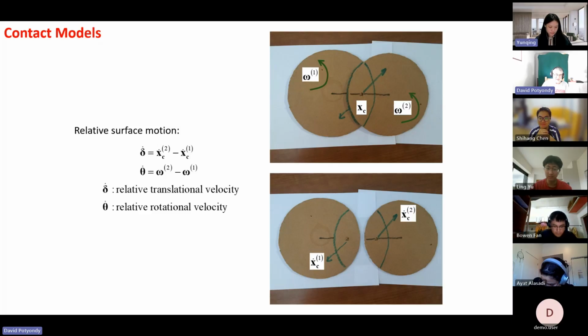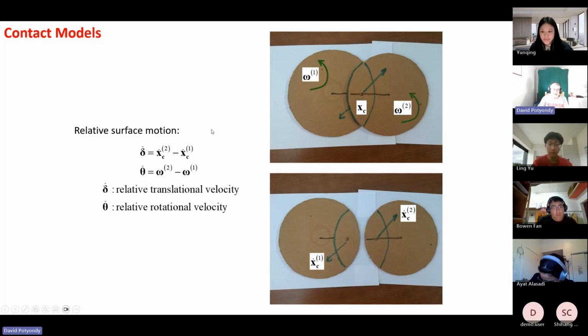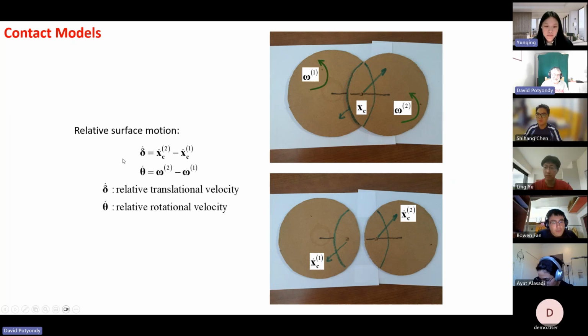Here's what's actually happening here. Okay. This is the relative motion. This is the translational velocity, and this is the rotational velocity. This is piece 1. Sorry, this is piece 1. This is piece 2. So if you take the translational velocity of 2 minus 1, that gives you the relative translational velocity. And so that's what we see here.